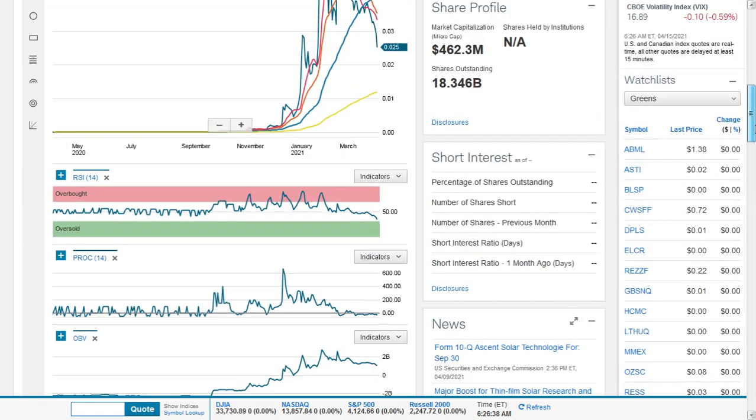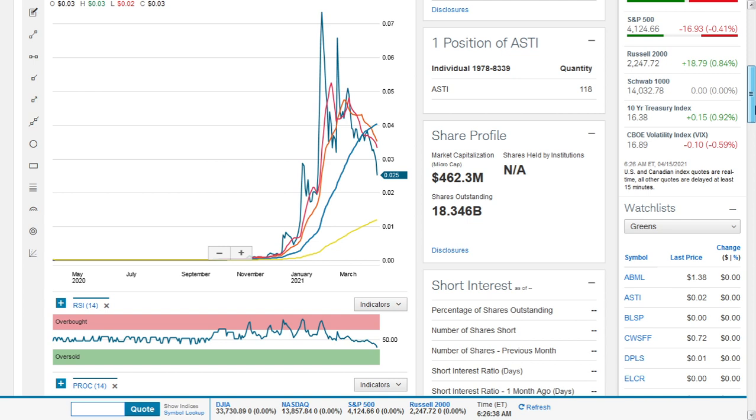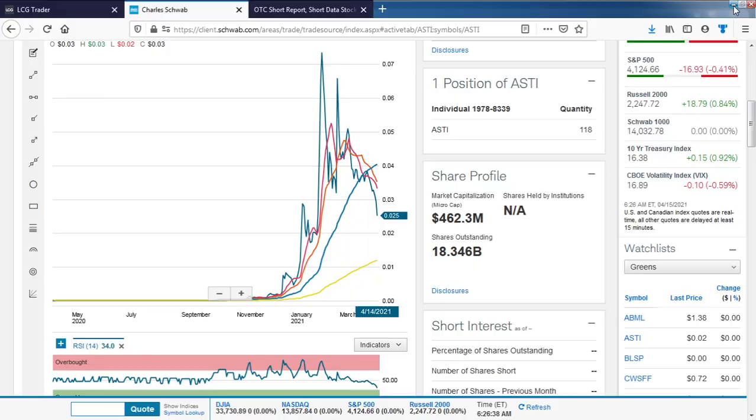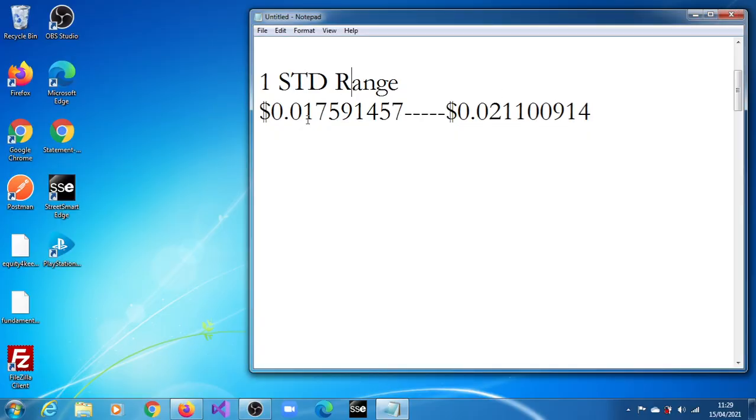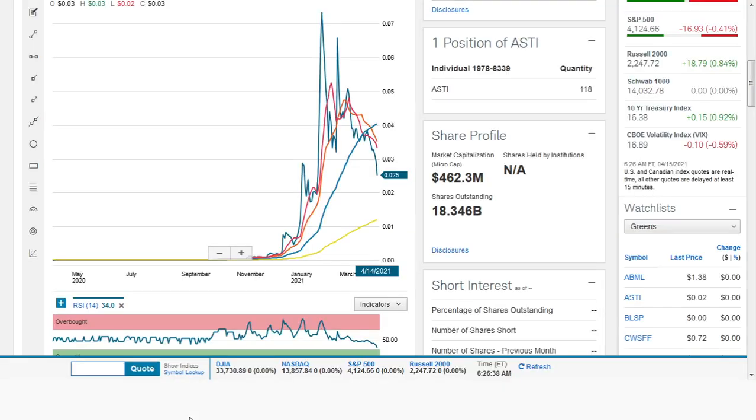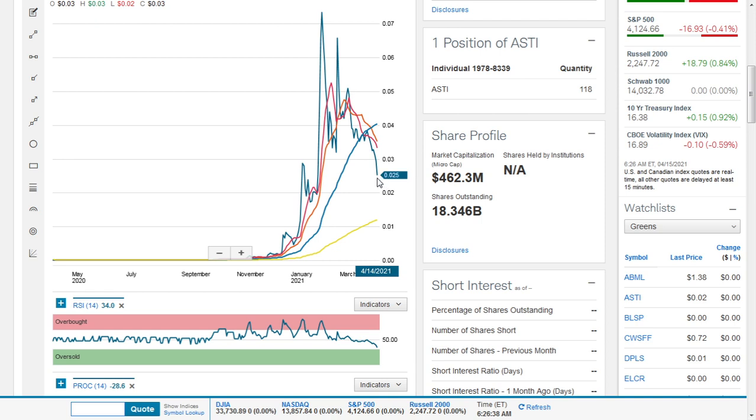So we can go up and see what's going on here. You can see it's currently trading below all of its short and intermediate trend lines, but obviously above the longer term trend line, which is this yellow one, the 200 day trend line. But our data analysis shows that it is not trading within the one standard deviation of this 50 day trend line. The range of the standard deviation for the 50-day trend line is 0.0175 to 0.0211. So that's the range. We can see that ASTI is currently not trading in that range. It's currently trading below that range for this 50-day trend line.